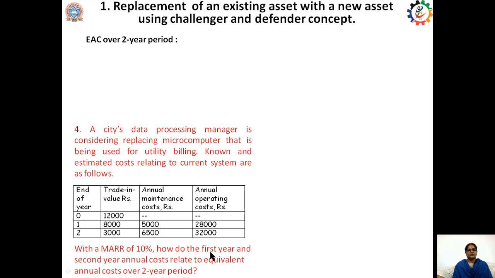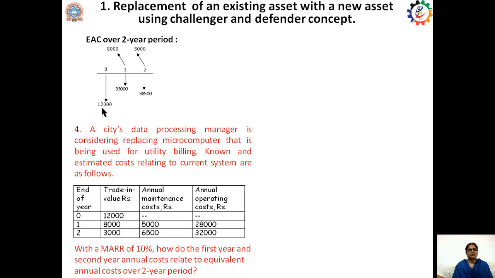So in this problem, how do the first year and second year annual costs relate to equivalent annual costs over a 2-year period is asked. It is not asked whether we have to go for Challenger or retain Defender, or when to replace, something like that is not asked. Comparison between 3 types of costs is asked. So 3 types of calculations are needed. Equivalent annual cost over 2 years period, then only for first year, then for only second year. So over 2-year period, all the costs have to be considered.